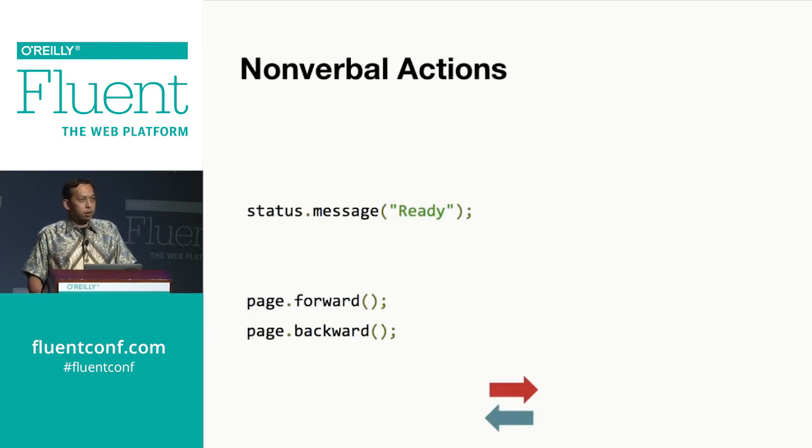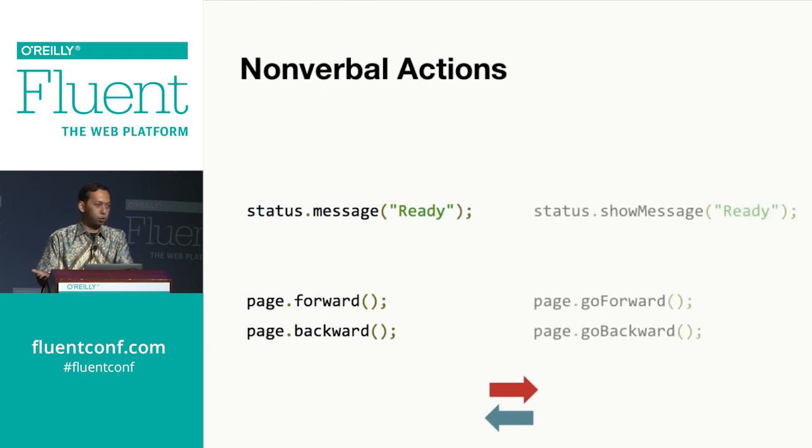Another problem with certain choice of functions is because it doesn't tell us anything about the actions. Message can be a verb, can be a noun. If you really want to say that right now change the status message to something, then you should use the construct that it's an explicit action. Same with forward and backward. Go forward is clear, no ambiguities. Same with go backward.